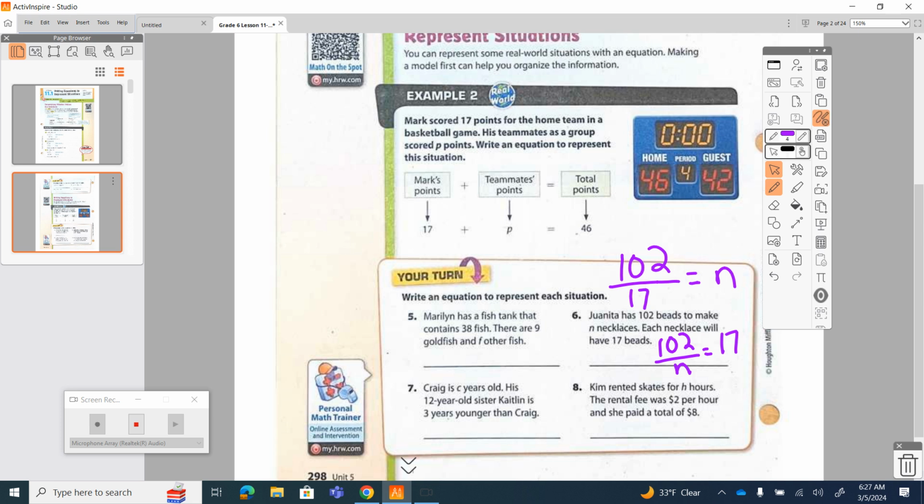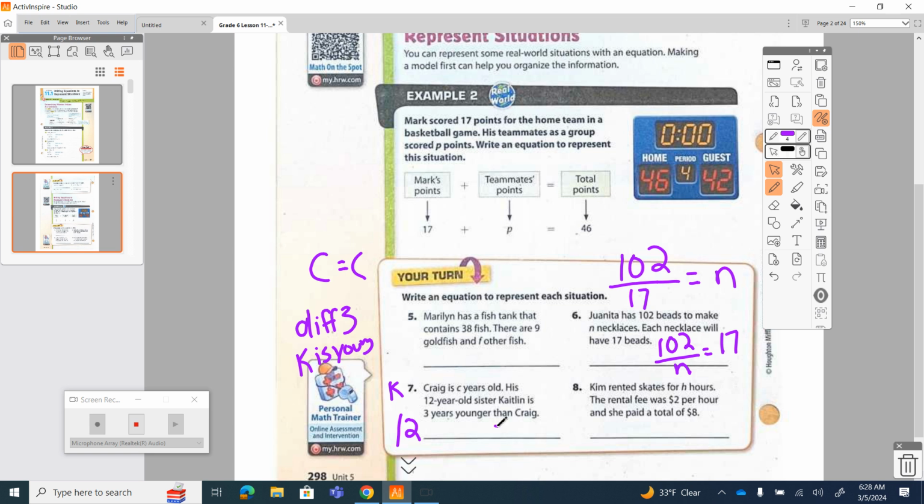Craig is C years old. His 12-year-old sister, Caitlin, is 3 years younger than Craig. So let's start with this. Craig is 15, but Caitlin is 12, and for Craig, we're going to use C. And the difference between them is 3. Okay? Difference is 3. And Caitlin is younger.